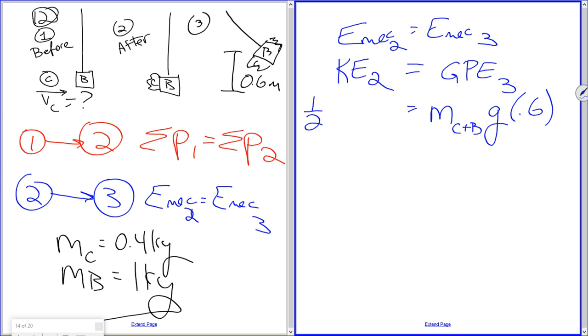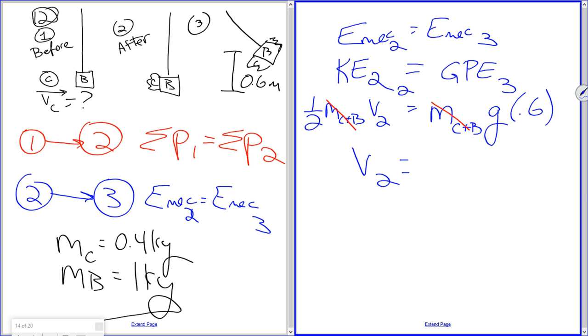So 1/2 times the mass of, again, the whole system, right? Because after the collision, the clay and the block are now stuck together. So this is mass of clay and block times the velocity in drawing 2 squared. Why am I happy? The masses cancel. So I can now solve for V. And what I discover is that the velocity in drawing number 2 is a number equal to the square root of 11.76.